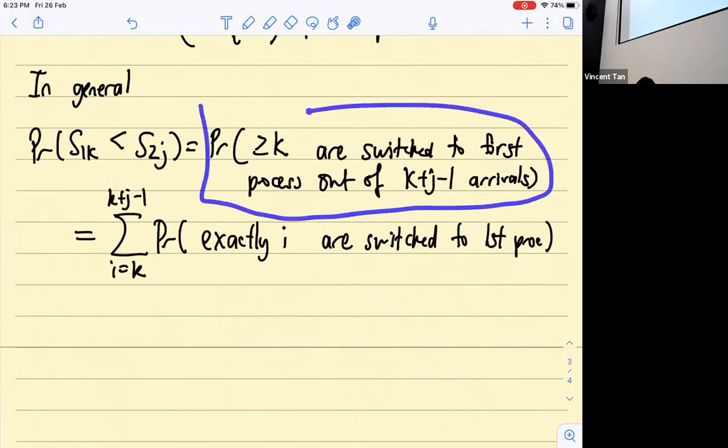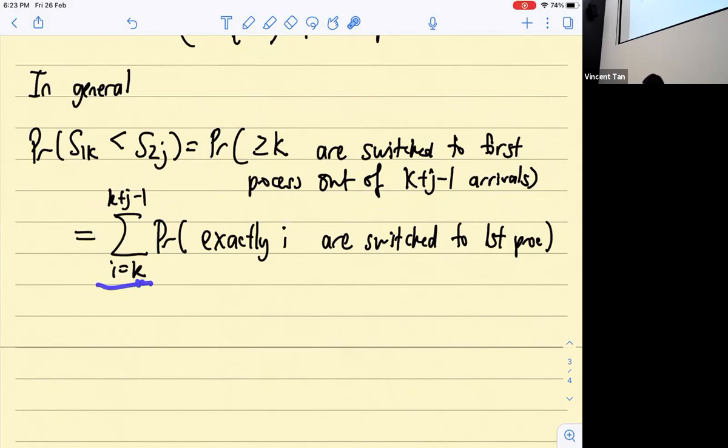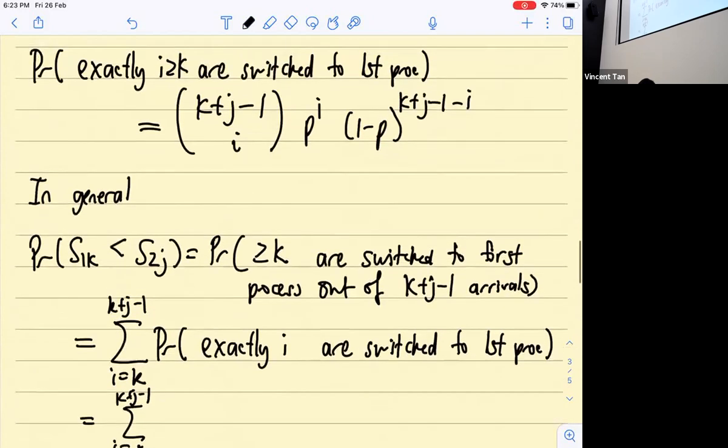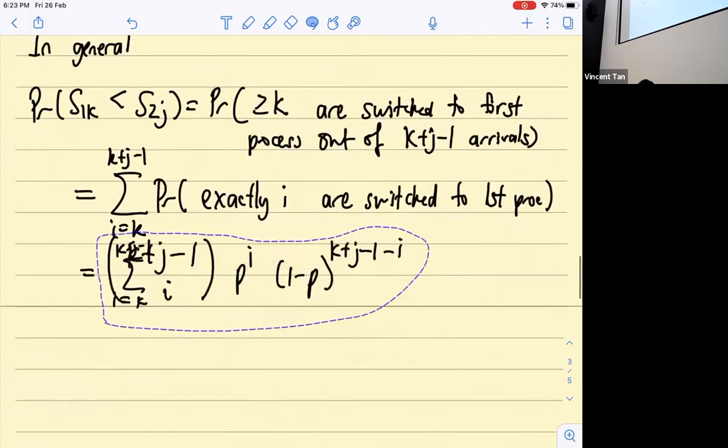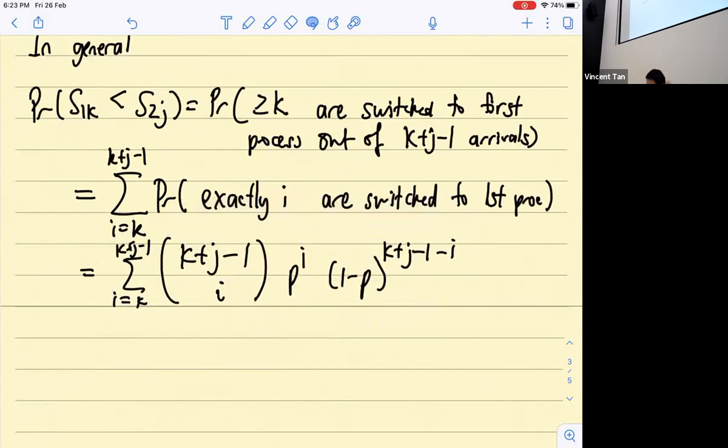Okay, greater than or equal to K. So I'm just running through all possible I's that are at least K up to K plus J minus 1. And now basically we can just substitute in the formula for this. So I could have just copied this. Okay, here. Right? So this is a little bit tricky, but this actually shows you the power of combining and splitting.